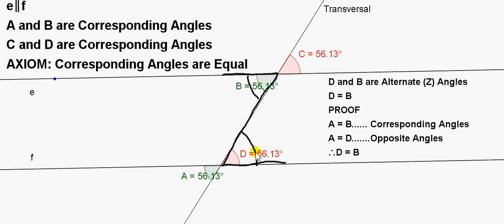Now, there are other alternate angles in this picture. I'll just mark them in. Here's another pair. These angles are equal. We have a kind of elongated or stretched Z formed, but they're Z angles.